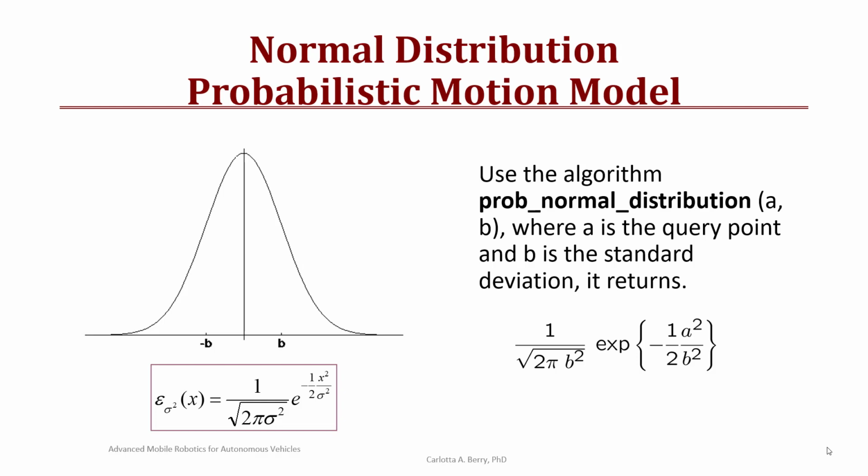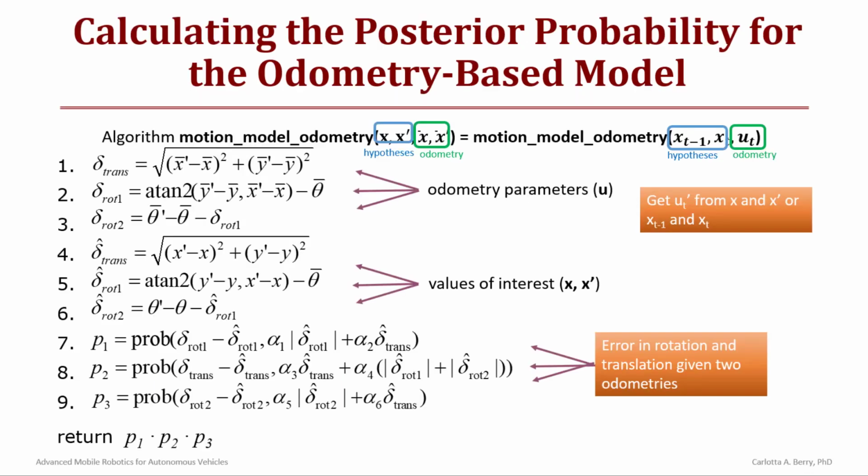So here is the algorithm that we're going to use in order to find the posterior probability for the odometry-based model. So the input is odometry, which can be in terms of x bar and x bar prime, which we also call our control input. So we can get those by finding delta trans, delta rotation 1, and delta rotation 2 by using the square root, arctangent, and then adjusting for the final orientation of the robot.